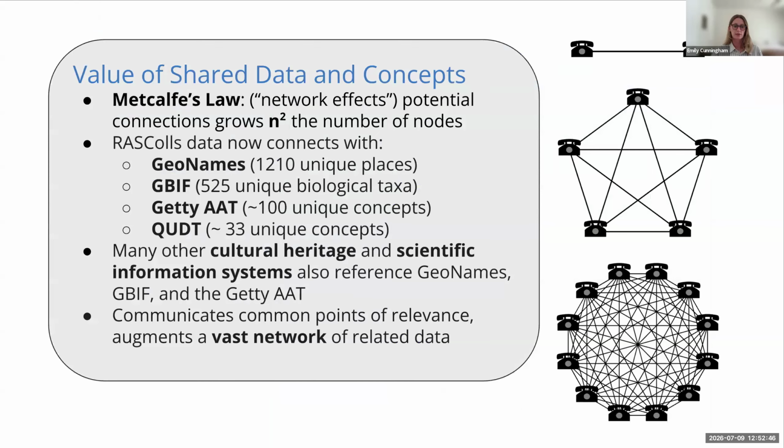And so why does the enrichment of our data matter? It's because every time we tie our data to a shared vocabulary or identifier system, instead of a free text label, we're linking it to an existing concept rather than reinventing our own version of it. So right now, RaSColls connects to GeoNames, GBIF, the Getty AAT, and QUDT for measurements. And because these are identifier systems that are used widely across cultural heritage and scientific data, this sets us up better for future interoperability.